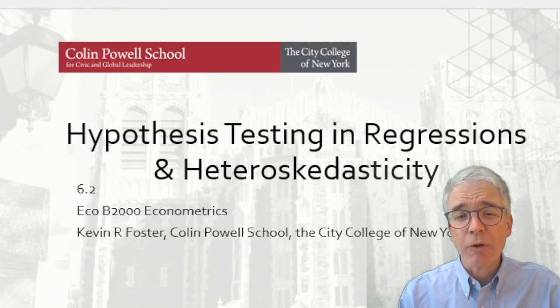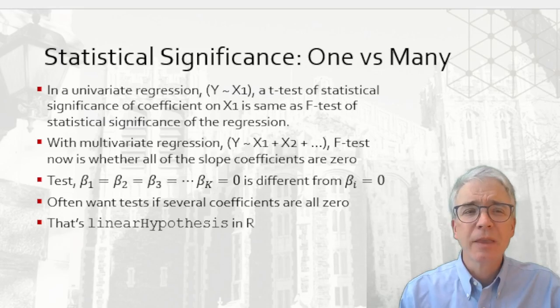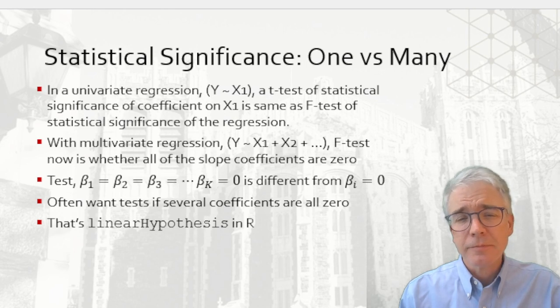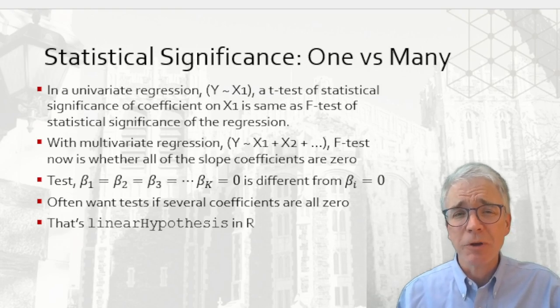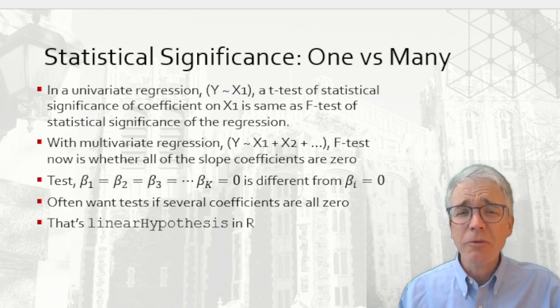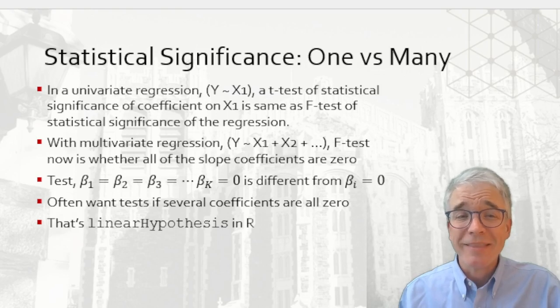Hypothesis testing in regressions, and how heteroscedasticity will change that. So we do, in a very simplest regression, we would just have one coefficient. Now, a lot of our hypothesis testing is on several regression coefficients. And there's an important distinction between doing a t-test on an individual regression coefficient versus doing an f-test on a set of regression coefficients taken together. In the extreme version, sometimes we just do all of the slope coefficients.